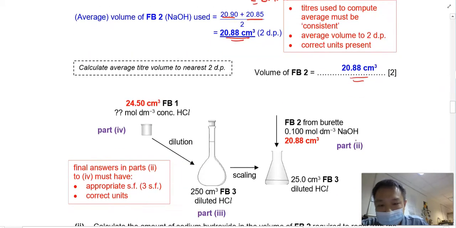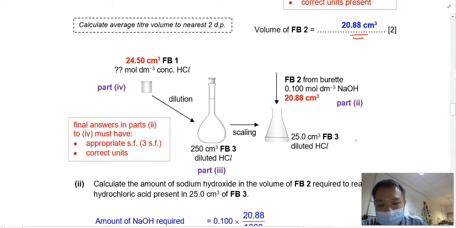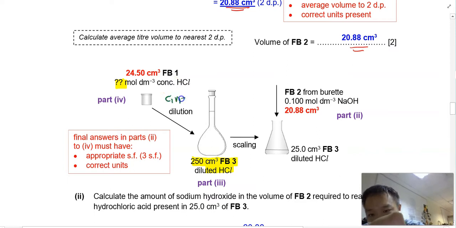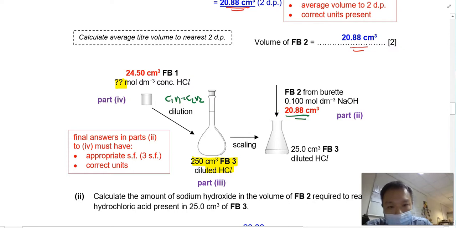So let's take a look at the schematic, because some of you are struggling with the calculation and this is really appalling. You're using 24.50 cm3 of FB1 of unknown concentration. That's our aim, if you recall. We dilute to 250 cm3 of FB3. So the concept of C1V1 equals C2V2 has to be applied here. And then 20.88 cm3, as calculated from the earlier part, of NaOH was used against 25 cm3. So in this case, from 250 to 25 cm3, there's a concept of scaling. So we need to do proportion.